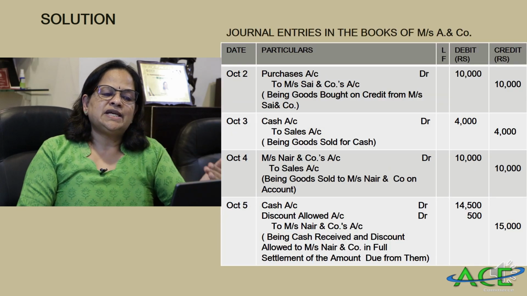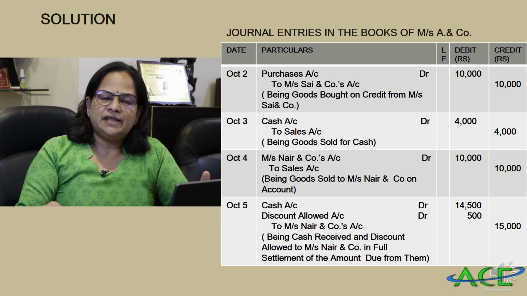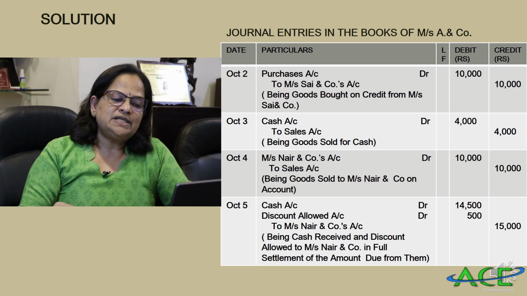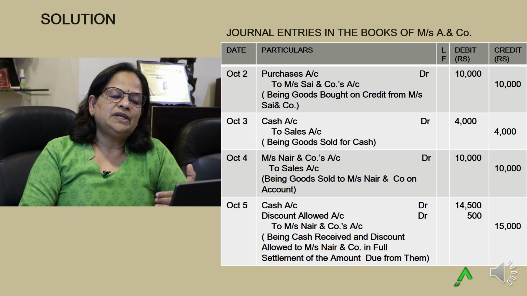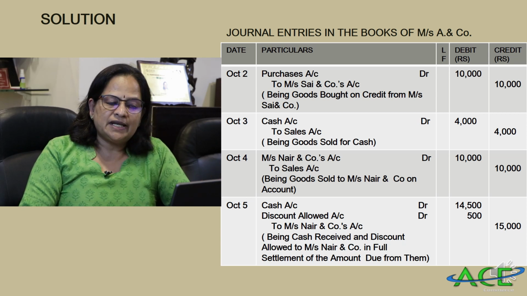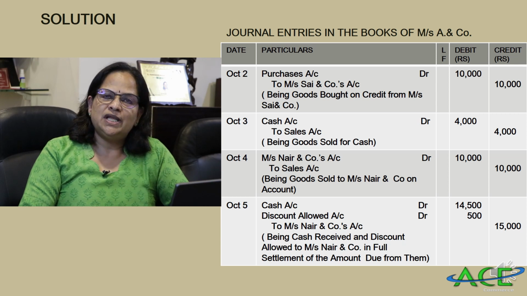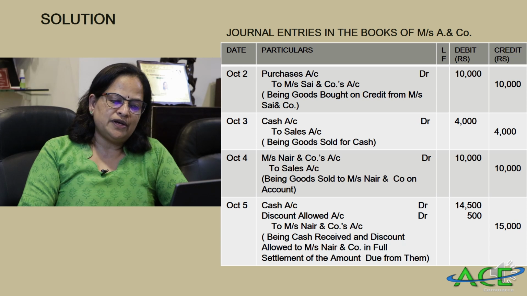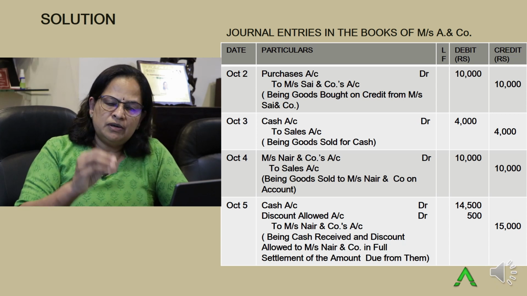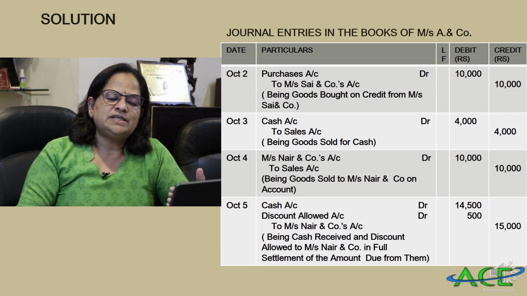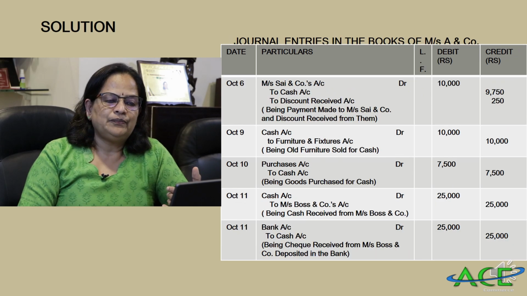Next is purchases account debtor to Sai and Company account 10,000. It's a credit transaction, so we are using the name of the party. Next is cash account debtor to sales account. It's cash sales 4,000. Next is Nair and Company's account debtor to sales account. It's a credit transaction. That is why we are using the name of the party, 10,000. Now cash account debtor 14,500, discount allowed. The firm is allowing discount to the party. So discount allowed 500 to Messrs. Nair and Company account 15,000.